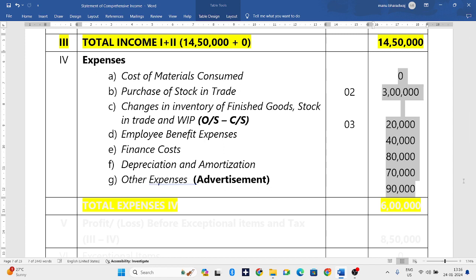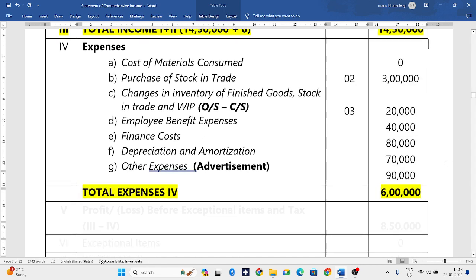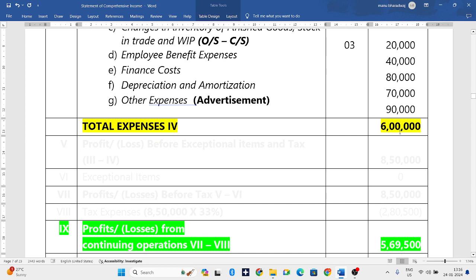We have to add all these expenses. 3 lakh plus 20,000 plus 40,000 plus 80,000 plus 70,000 plus 90,000. If we add all of these, we get an answer of 6 lakh rupees, and this 6 lakh rupees will be our total expenses.